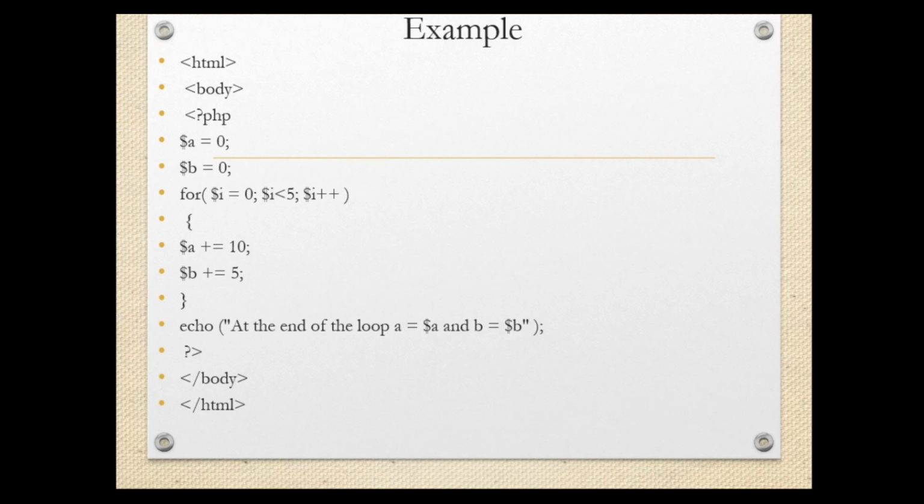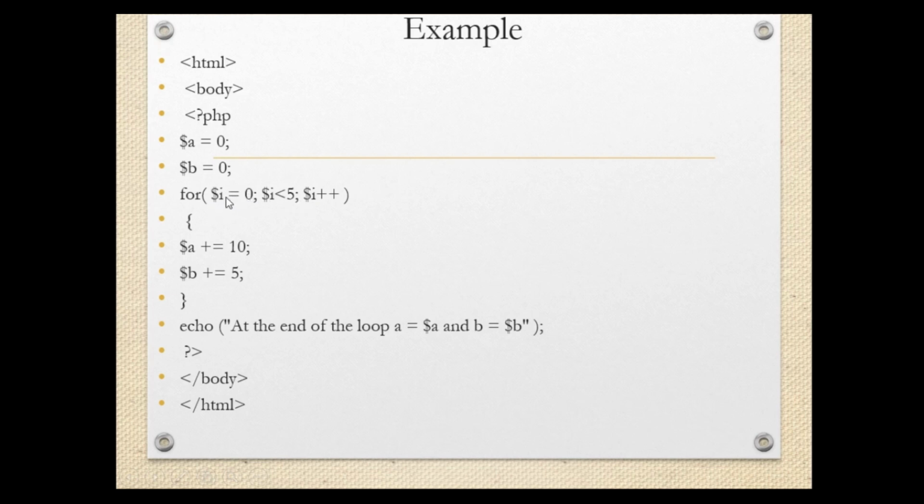We have started with HTML tag body, opening and closing of PHP tag. We have taken 2 variable, $a equal to 0, $b equal to 0, and we have taken for loop. In for loop we have taken variable $i equal to 0, $i is less than equal to 5 and $i plus plus. As I said, the working of for loop is initialization.